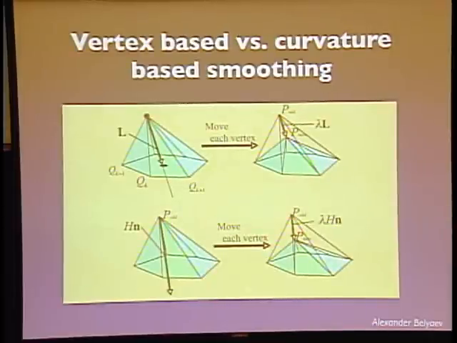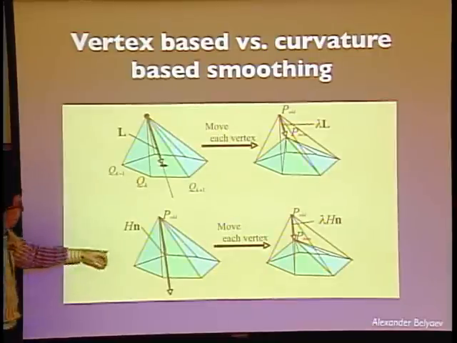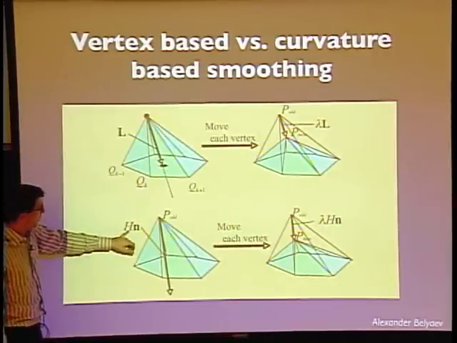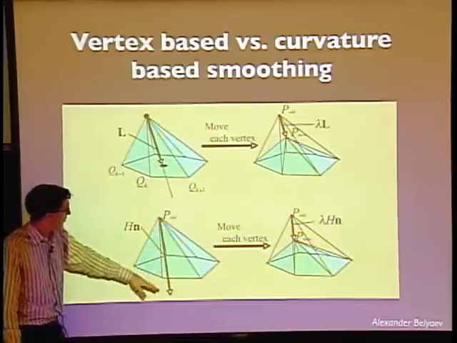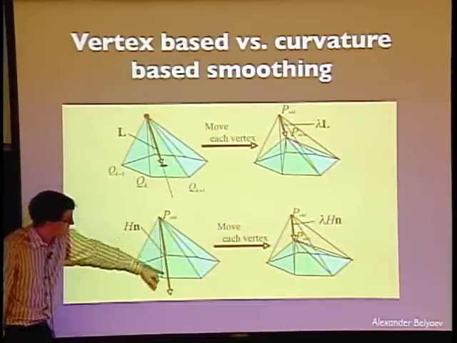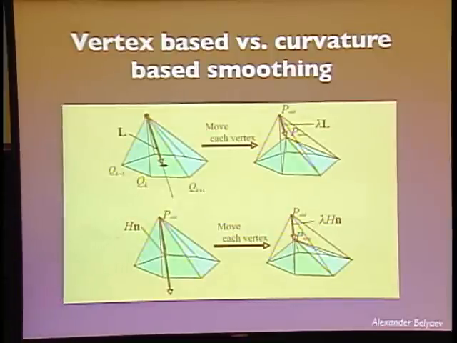And this just gives you a very simple diagram of the difference between vertex-based smoothing, which is what we started out with, and curvature-based smoothing, which is what we're going to talk about now. And again, here H is the local curvature of the surface, N is the surface normal, and you try to move the point in that direction by some amount.